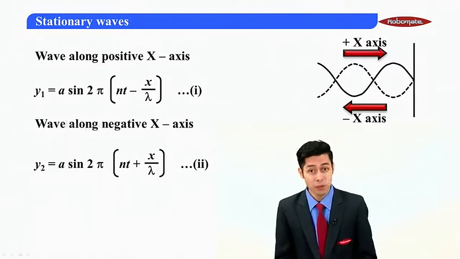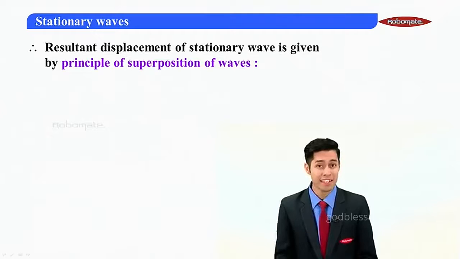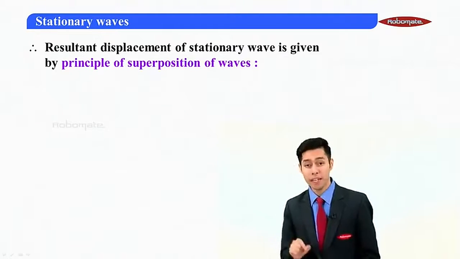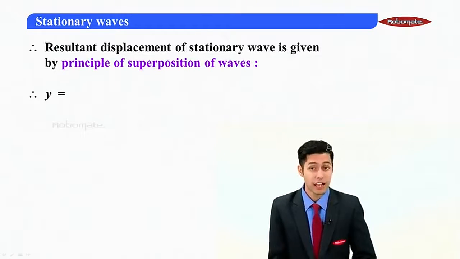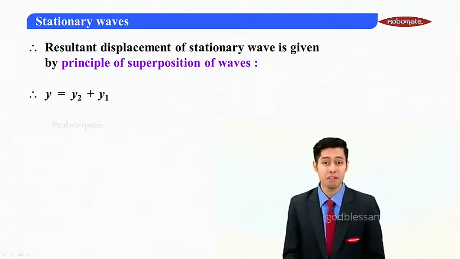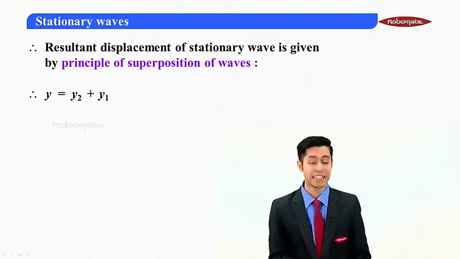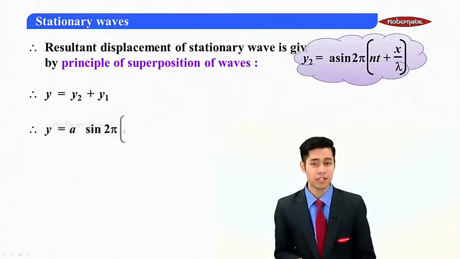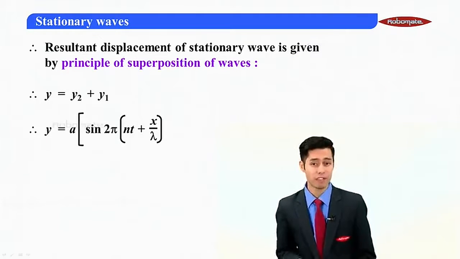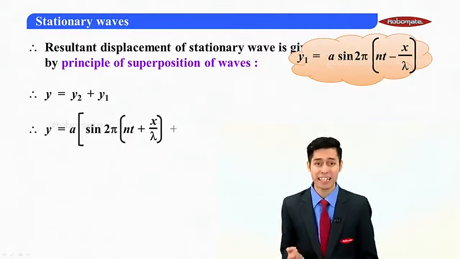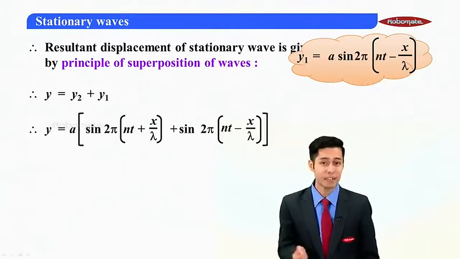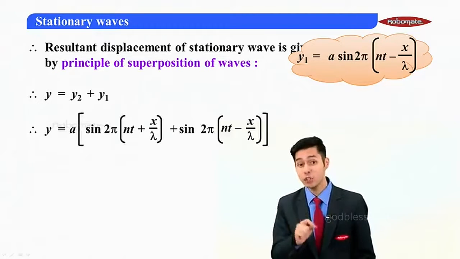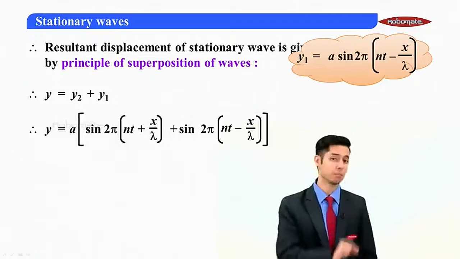Now students, from equations 1 and 2, when we want a resultant wave as a stationary wave, it is obtained by the principle of superposition, according to which the resultant y is given by y2 plus y1, the vector sum of the individual waves. We substitute the values of y2 and y1. While substituting, a can be taken as common, and inside it will be sine 2 pi nt plus x by lambda plus sine 2 pi nt minus x by lambda.